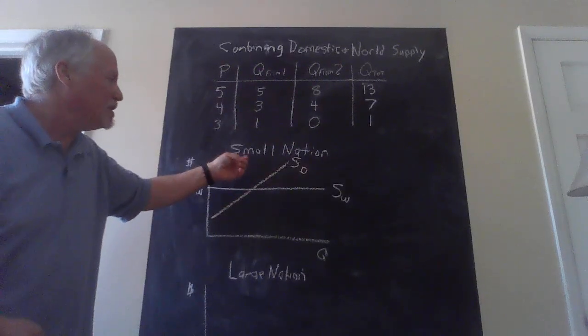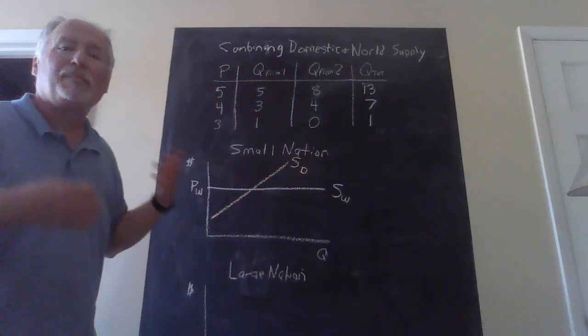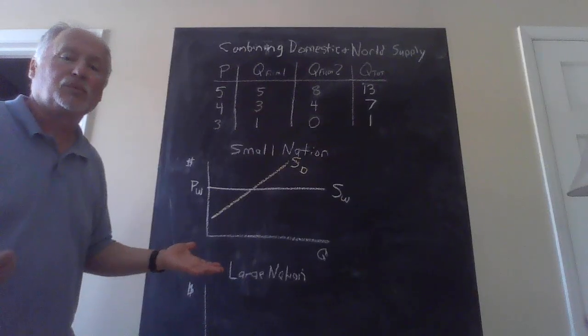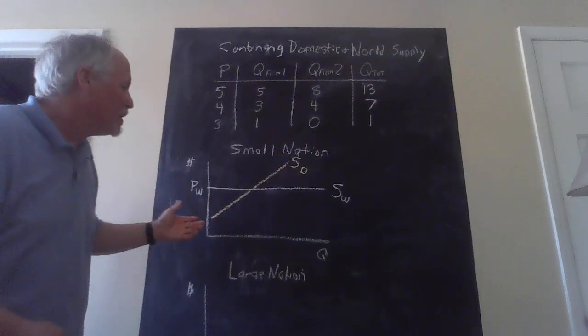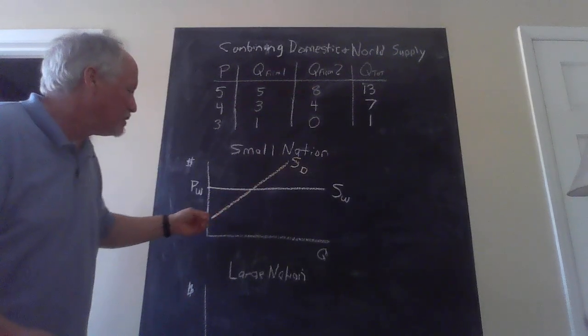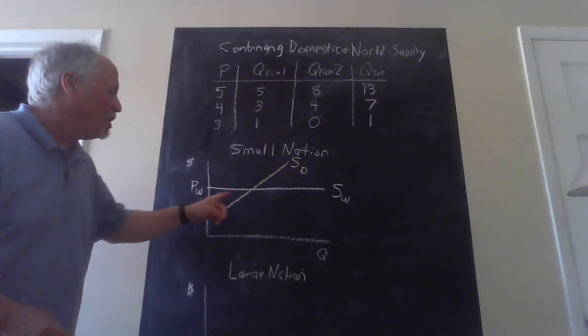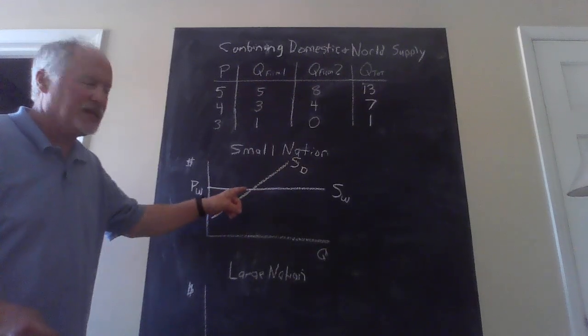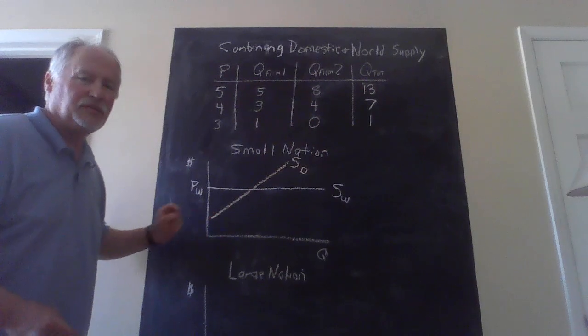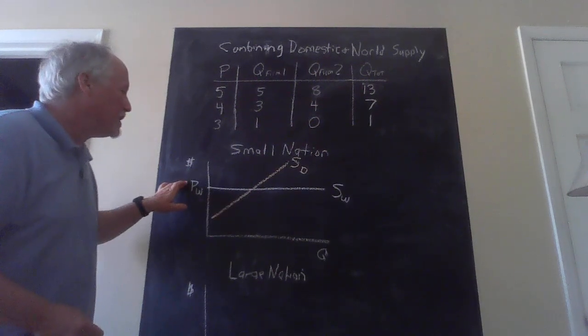So the folks in this small nation cannot buy any of this good from the rest of the world at a price of below PW. So at any price below PW, the only supply is the domestic supply. So our overall supply curve is going to be equal to the domestic supply curve in this range. Then we get to PW.